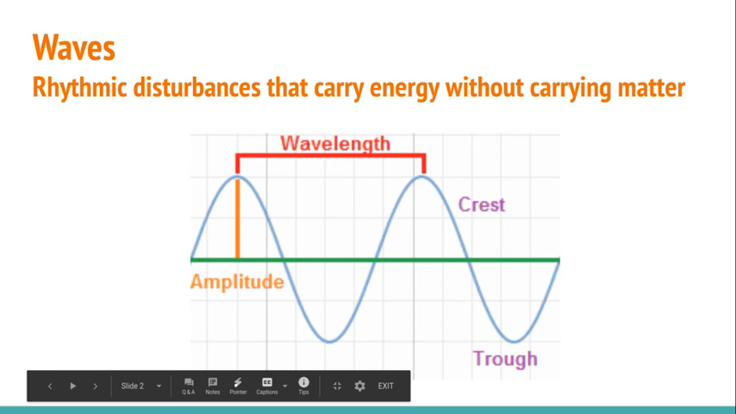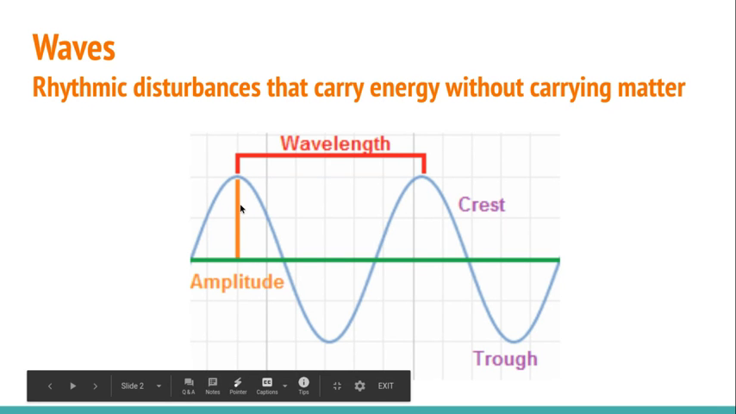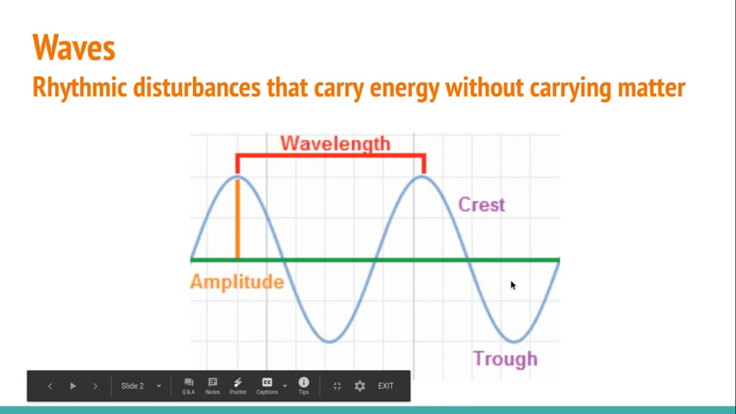The amplitude is going to be half the distance between the crest and the trough. So in this picture, this orange line is the amplitude. It goes from this green line, which is called the resting position, all the way up to the crest. That is the positive amplitude. And then the negative amplitude is going to be from the resting position to the trough, and that would measure the amplitude right here.